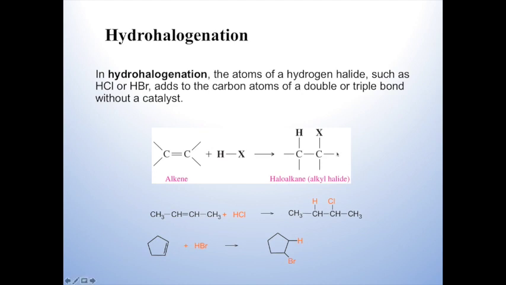Now, there's also hydrohalogenation, where you add HCl or HBr to the double bond, and this takes the form alkene plus HX yields a haloalkane with H on one carbon and X on the other. Some examples of this are shown here. You have 2-butene plus HCl yields 2-chlorobutane, and cyclopentene plus HBr yields bromocyclopentane.